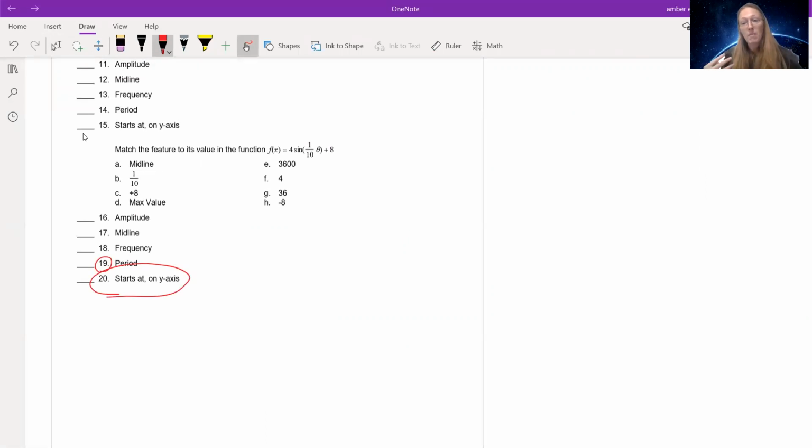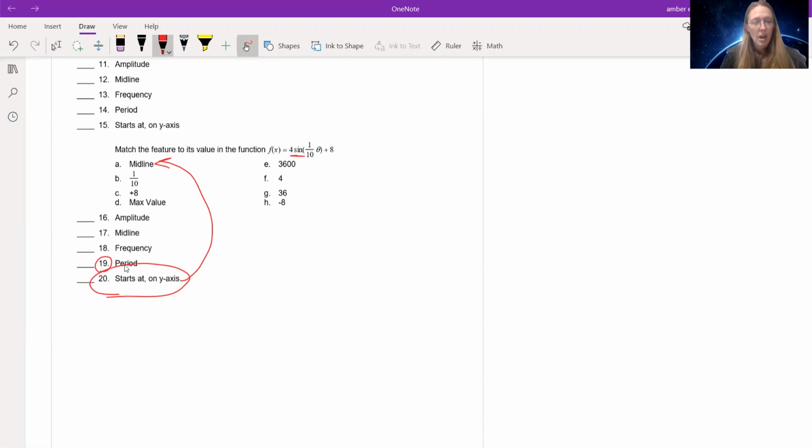All right, guys, I made a mistake. I put number 20 as the wrong answer in Google Docs. So the answer to number 20 should be the midline because it is a sine function. So a sine function starts at the midline. I think I accidentally had it as the max value. That one was wrong. My apologies.